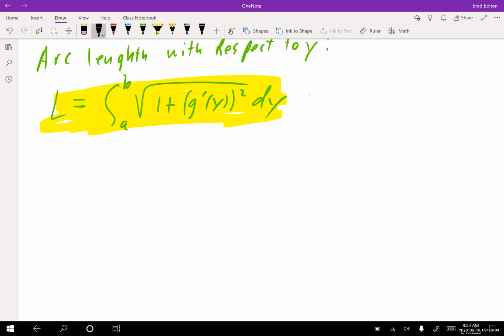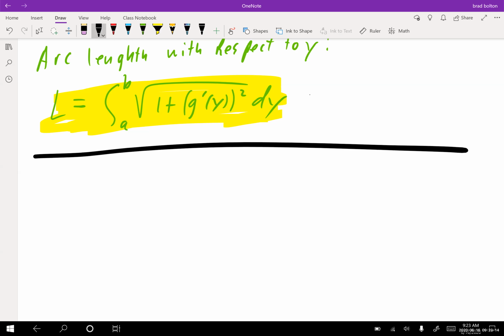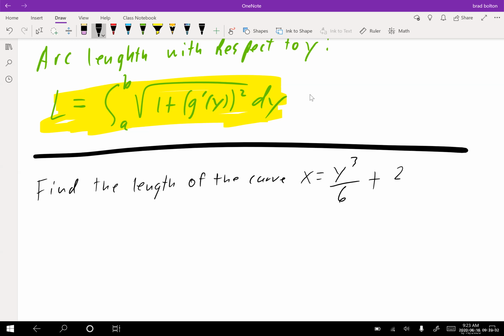Okay, so let's try an example problem. Suppose I ask you to find the length of the curve x equals y cubed over 6 plus 1 over 2y, from y equals 1 to y equals 2.